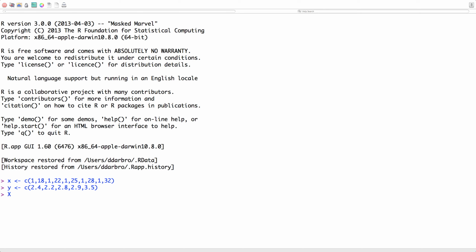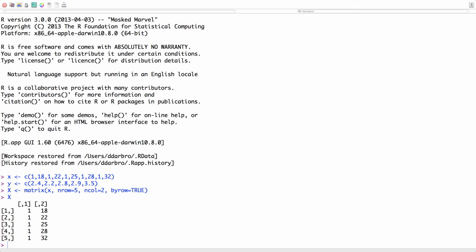All right, so matrix X will have a capital. So this will be matrix using x with nrow equals 5, ncol equals 2, byrow equals TRUE. So matrix X is exactly what we need. Our beta matrix, let's let it be lowercase. So our beta matrix is going to be, what did we say here?